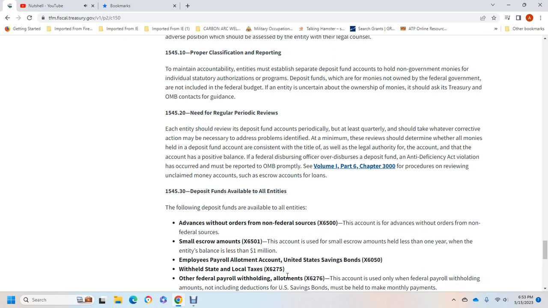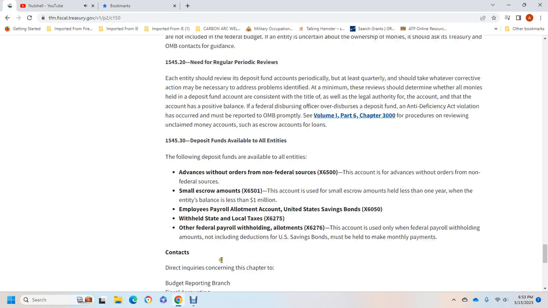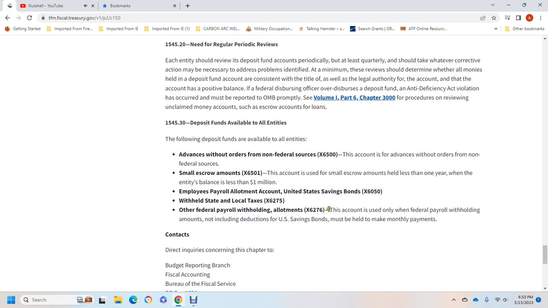1545.30, Deposit Funds Act. Deposit funds are available for any of the following: advances without orders for non-federal services accounts; small escrow amounts held less than one year when the balance is less than $1 million; the payroll allotment account for United States Savings Bonds; state and local taxes withheld; and other federal payment withholding elements of the account, where only federal pay is deducted, such as U.S. Savings Bonds held with monthly payments.